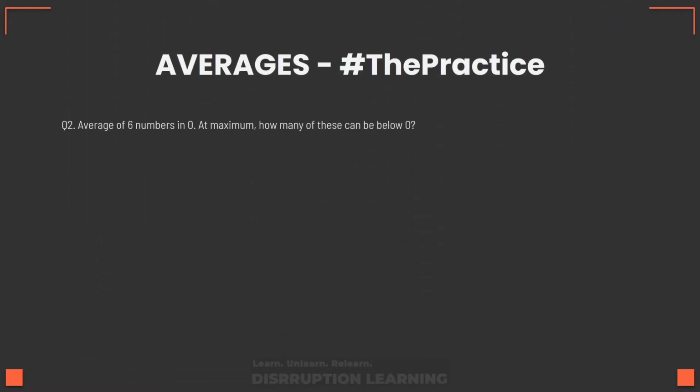Average of 6 numbers is 0. At maximum, how many of these can be below 0? Okay, so we need to find how many can be below 0, not 0. Now, see, if I have to make the average 0, I can simply add 6 zeros, right? And divide that by 6. 0 by 6 is 0, right?